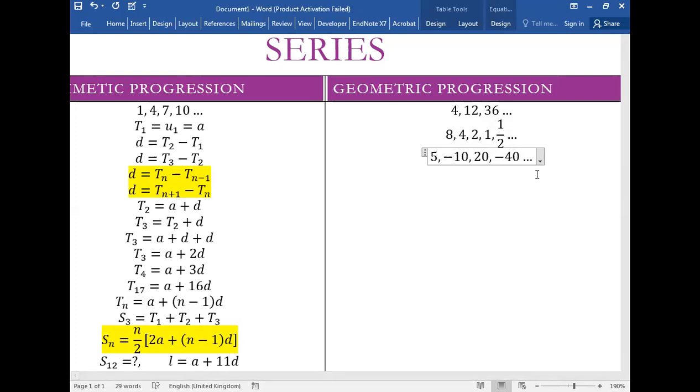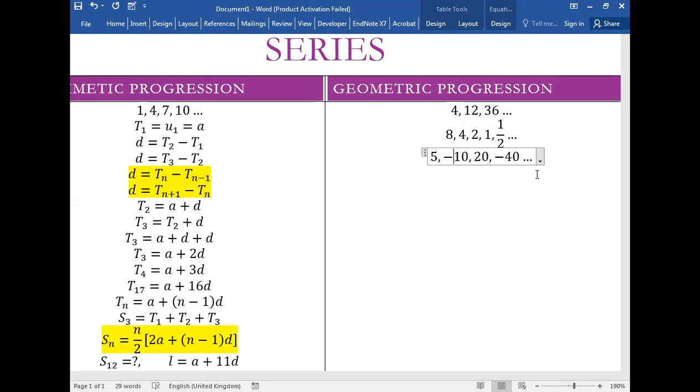Multiplying by -2. Is this clear or not? So these are a few examples of geometric progression, where you see that a particular term is being multiplied by the same value to get the next term. And that same value is called the common ratio. Again, just like a common difference, it can be positive, it can be negative, it can be a fraction, it can be a decimal. Don't force yourself to get an integer value for this.